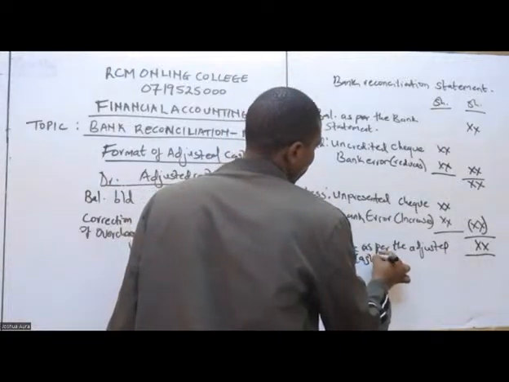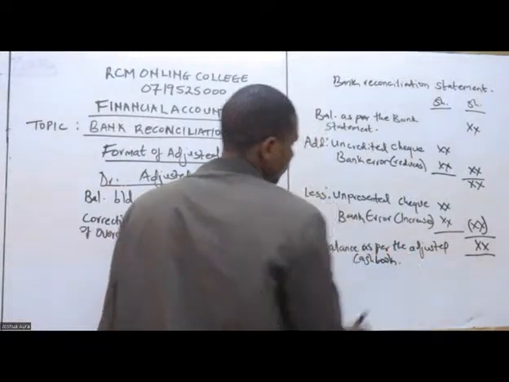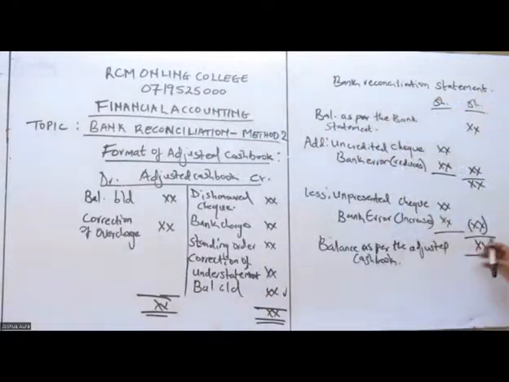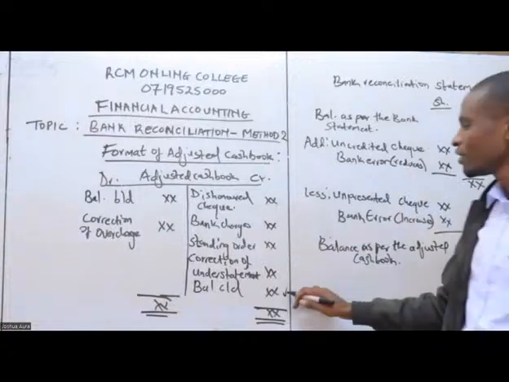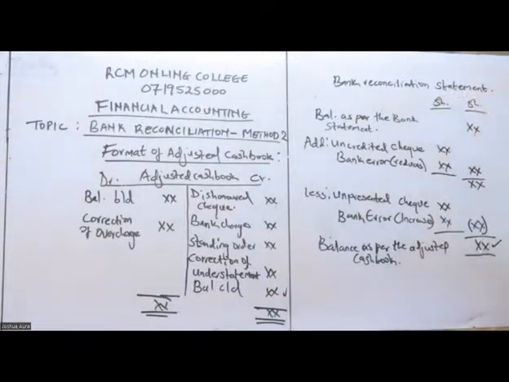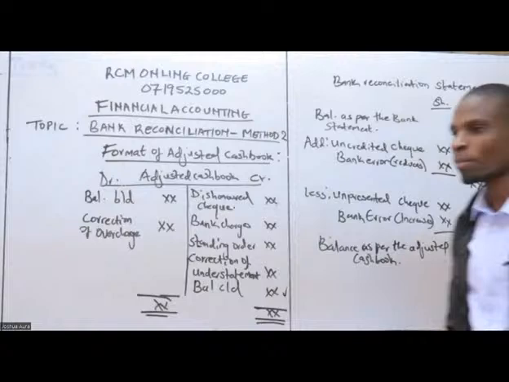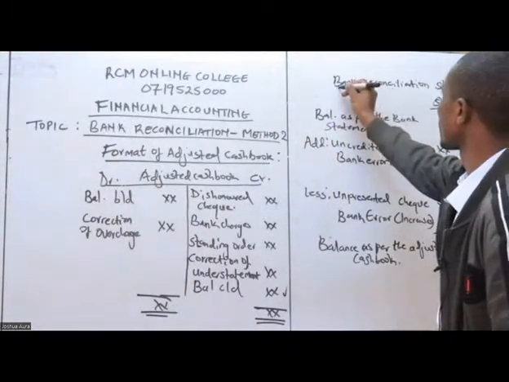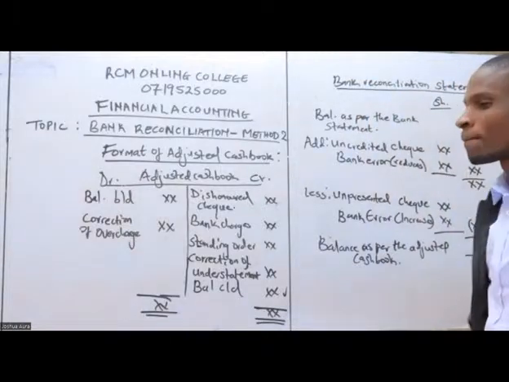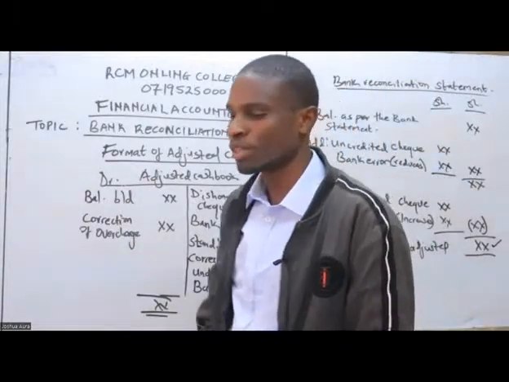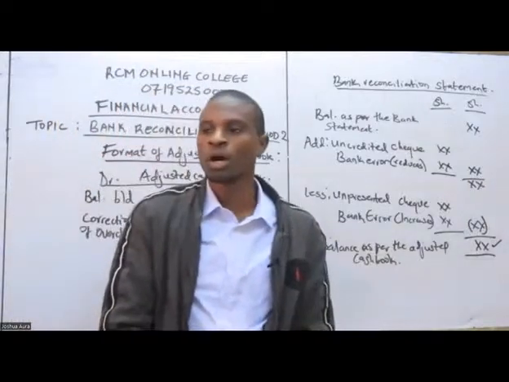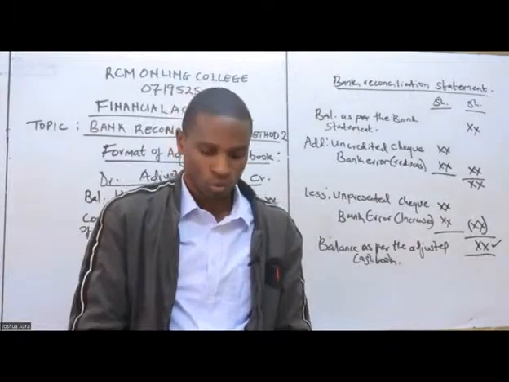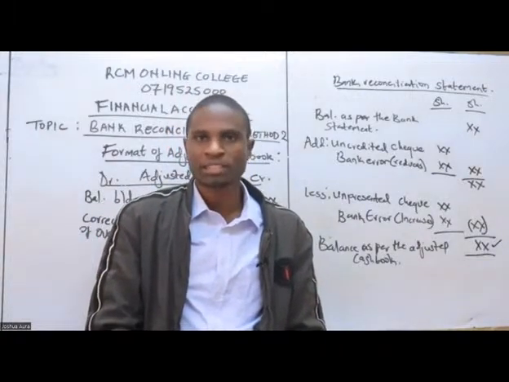cash book. What does this tell us? That the balance that we are going to get here must be equal to the balance that you got in your adjusted cash book. The balance that you should get under your bank reconciliation statement should be the same. So I would like us to do an illustration, to make us understand more on how we should do this.